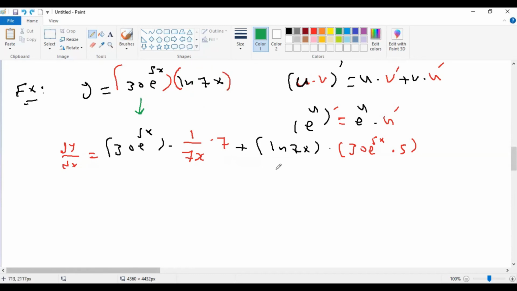Then a plus the second, this is the second, write it, times the derivative of the first one. The first, 30e^(5x), times the derivative of the power, 5. Also, students, this can be simplified here. So this one is equal to, I can cancel the 7 with the 7 because it's multiplication here. So what will be here? Will be 30e^(5x) over x.